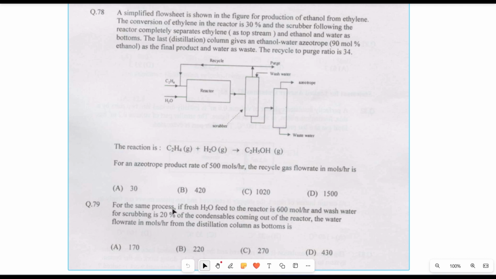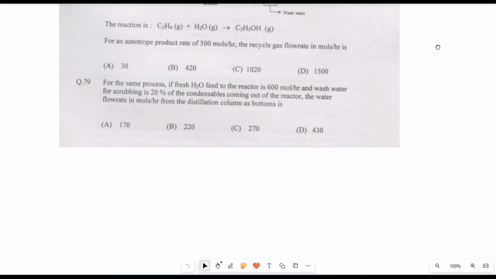Now this is the reaction, and for an azeotrope product rate of 500 moles per hour, the recycled gas flow rate is this much. So to proceed with this question, let me draw a rough diagram of the process. This is the process going to the reactor.